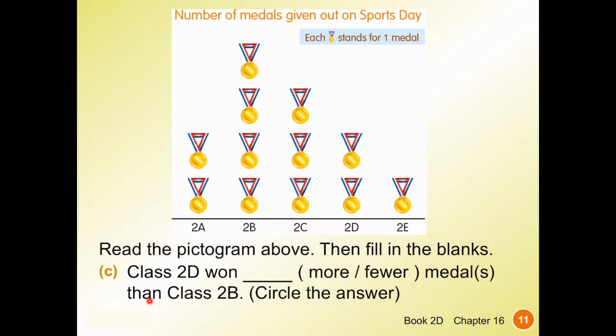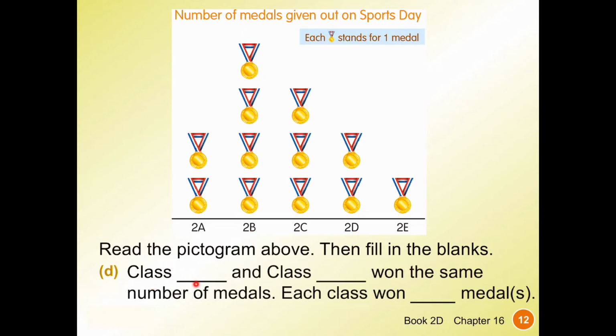Part C, class 2D won how many more or fewer medals than class 2B? So this is 2D and this is 2B. By looking at the number of medals, 2B won 4 and 2D won 2. So right away we can tell that 2D won 2 fewer medals than 2B.